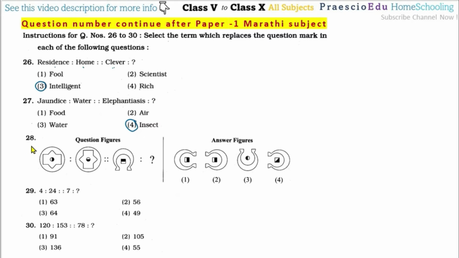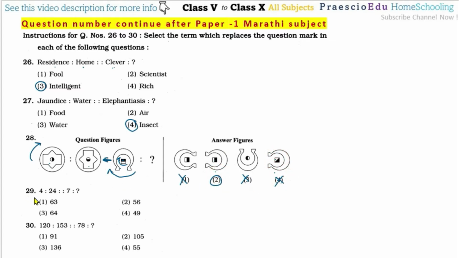Then question number 28. This figure and this figure are rotating 90 degrees clockwise. So we will rotate this figure also 90 degrees, which means this opening will be in this direction. So options number 2 and 4 are possible, and 3 and 1 cannot be. Then the half-side shading will be toward the right side after rotating. This is given here, and here the diagonal is there. So that's why option number 2 is the correct one.